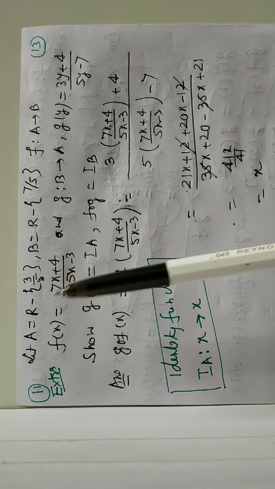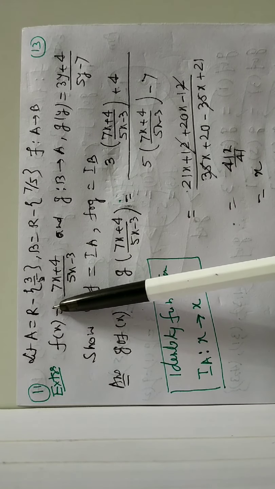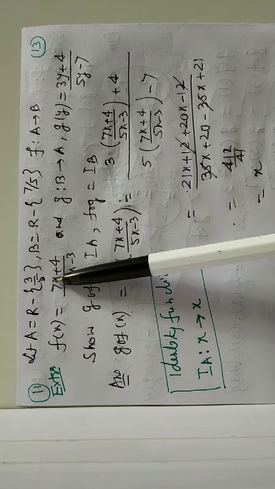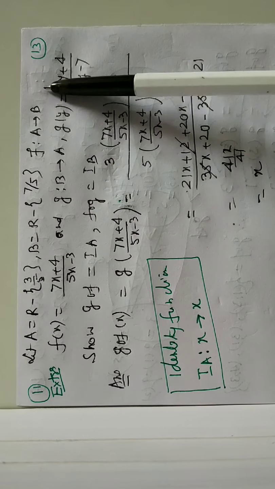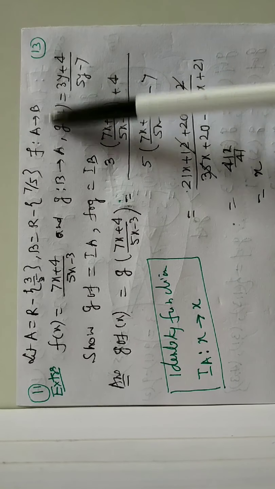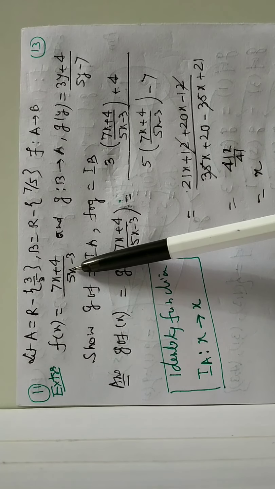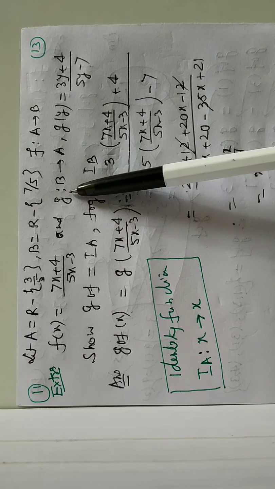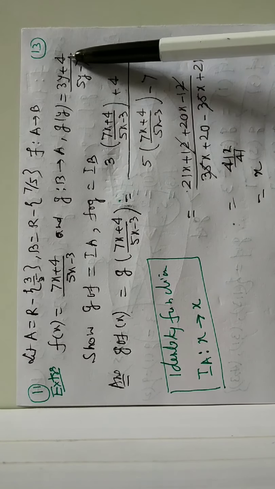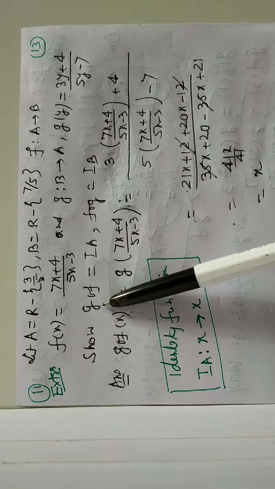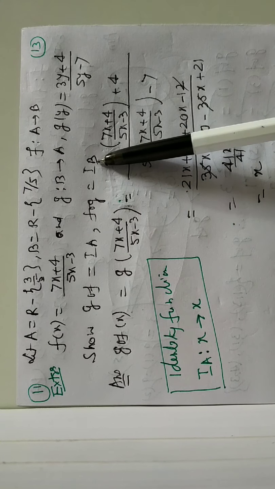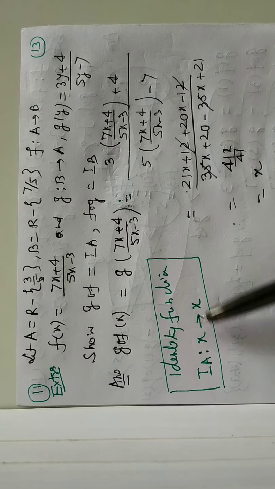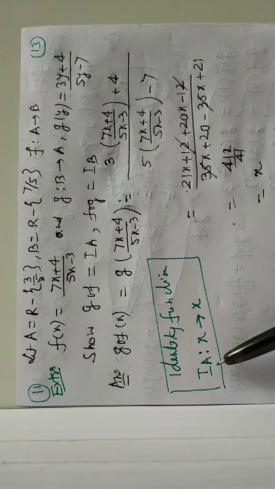This is the extra question for you. A is equal to R minus 3 by 5, B is equal to R minus 7 by 5, and f is a function from A to B. Now f(x) is equal to this, and g is a function from B to A, g(y) is equal to this, so that gof is equal to IA, fog is equal to IB. Here you can see IA is from x to x. This IA is the identity function.